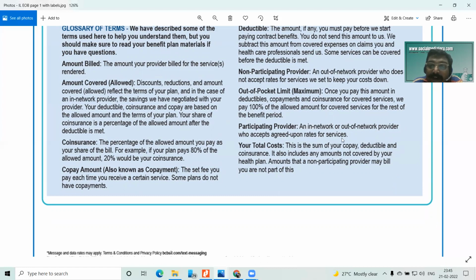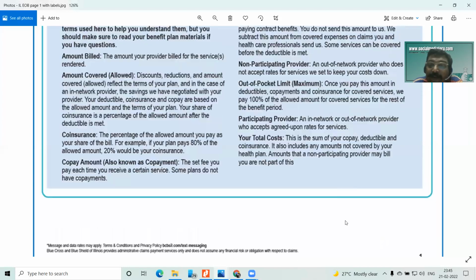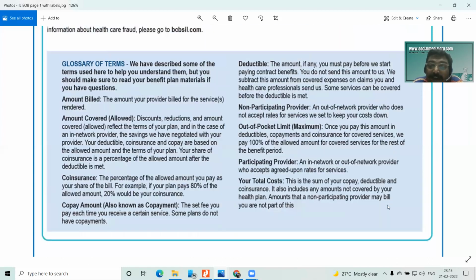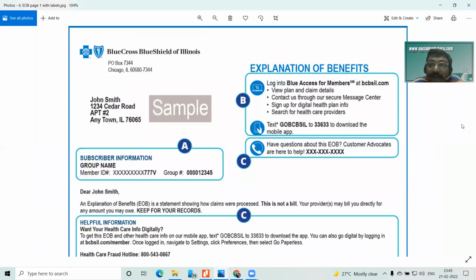Then, participating provider in network and out of network, and the total cost. This is the sum of your co-pay, deductibles, and co-insurance. This comes to a total cost for a non-participating provider's bill. Okay, so I think now the first page would be clear.